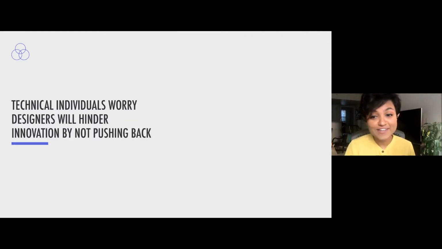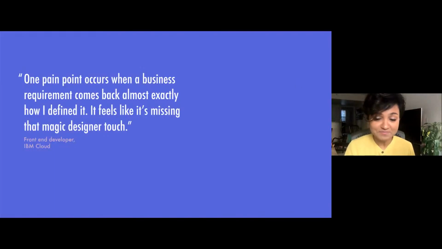We were surprised to find out that devs actually want you to push back. Here, it's a business requirement that the front-end developer is talking about, but it could also be designed based on exactly how the team has told you to do it. They want you to push and they want you to innovate. That's what you were hired to do.